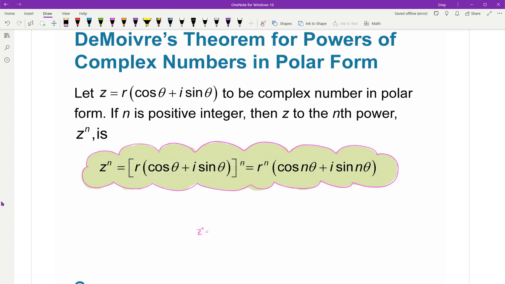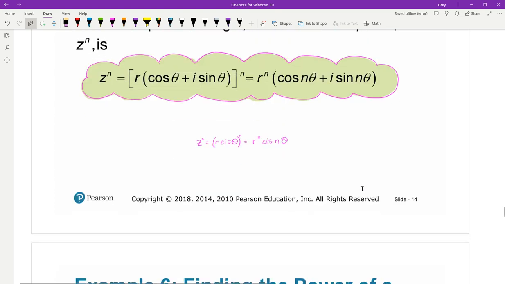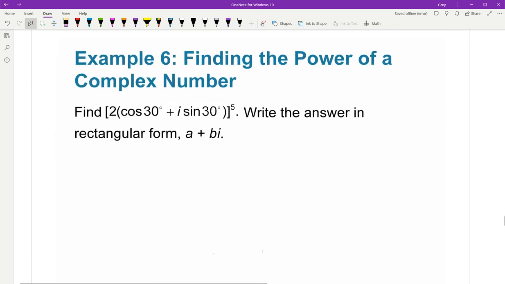z to the n is just r to the n. Well, the whole thing, I'm writing r cis theta. That means I'm going to raise r to the n, and then I'm going to multiply theta times n. So that's what happens. That, to me, is an easier way for you to remember, or just this much is easier to remember than all of that. So I'm hoping that the abbreviated form will help you do that.